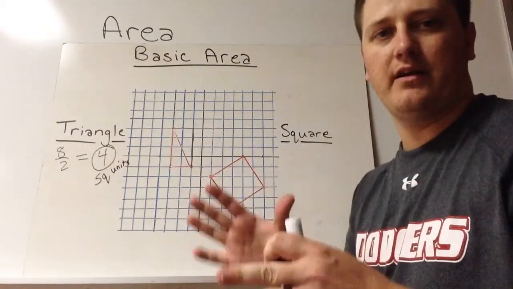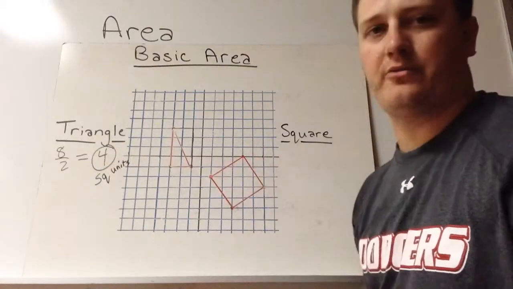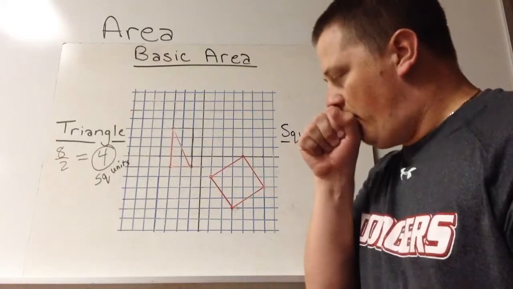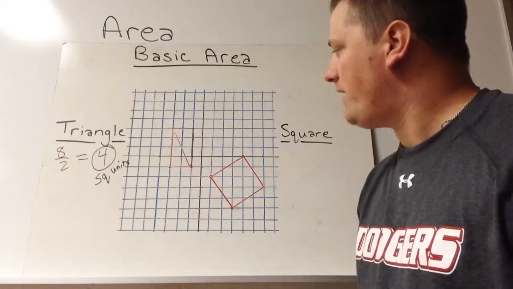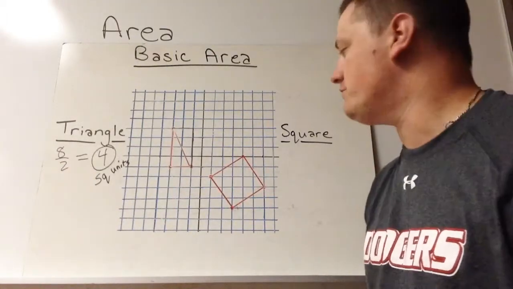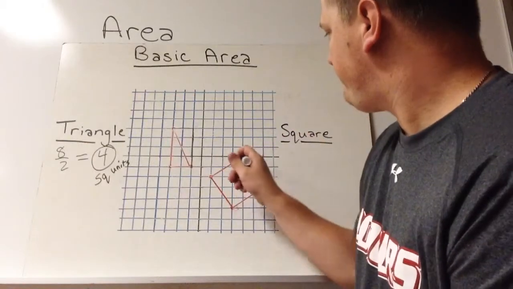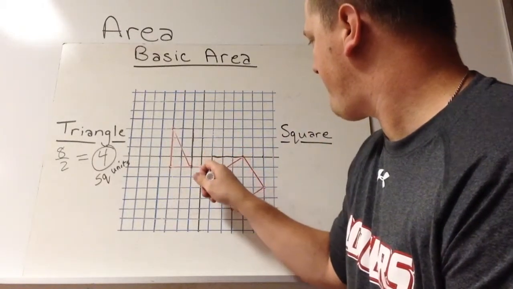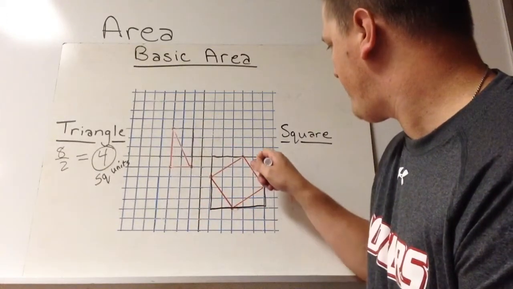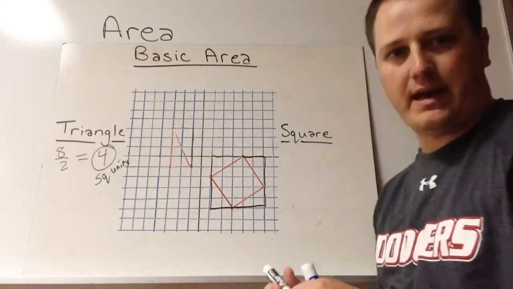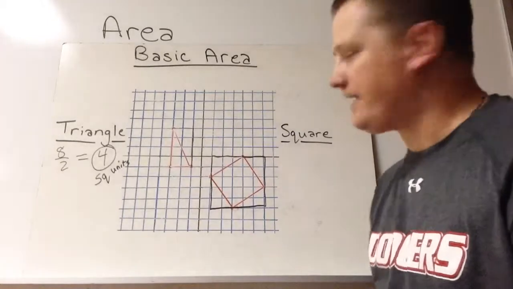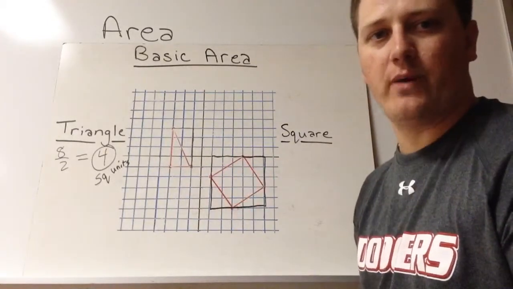For a square, if it's set up nicely, you can count the squares really easily. I have this one turned a little to make it a bit more challenging. So what we're going to do is create a bigger square around it and then subtract some triangles. So what we now have is this bigger square here, and then we have 4 triangles that we're going to subtract, and then we'll be left with this red square.